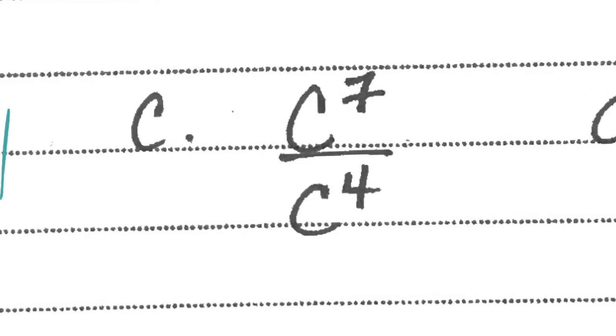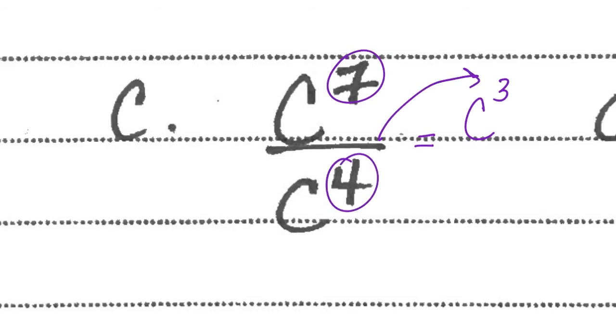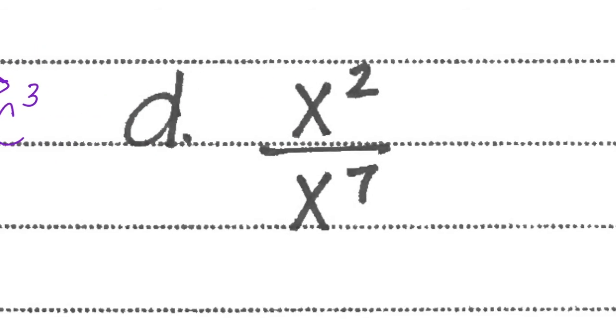Top or bottom? So we're looking, is 7 or 4 greater? I know that 7 is greater, so I'm going to put them on the top. C to the third, 7 minus 4 is 3. And last one, top or bottom? They're going to go on the bottom, x to the 5th. Don't forget it's going to be 1 over x to the 5th.